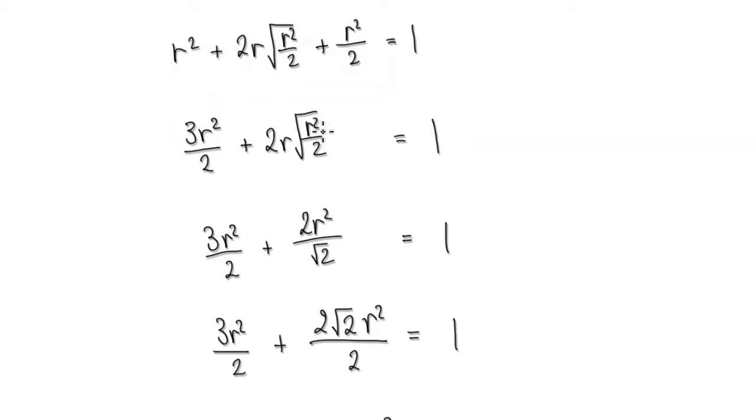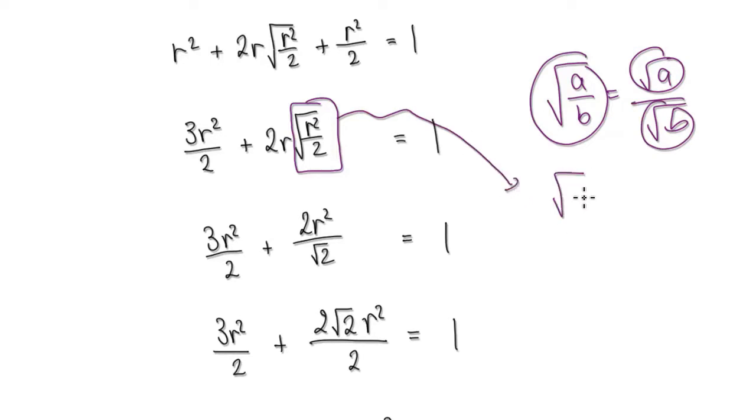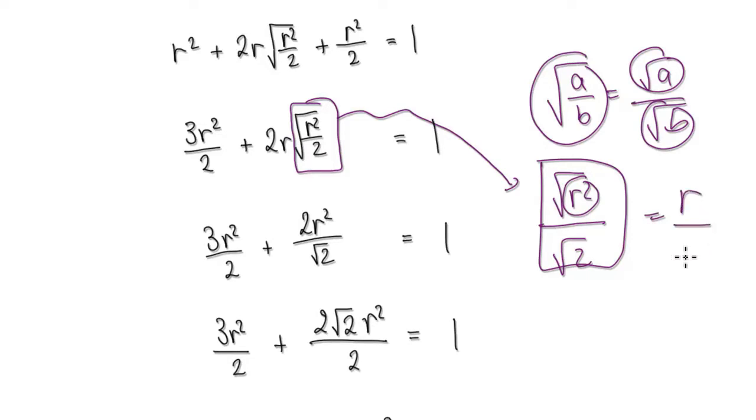Looking at this, when you have a square root of something squared, remember root a over b is the same as root a over root b. So you can square root the top and square root the bottom. Looking at this block here, when you square root an r squared, that would just be r over root 2. So this block here is really r over root 2.